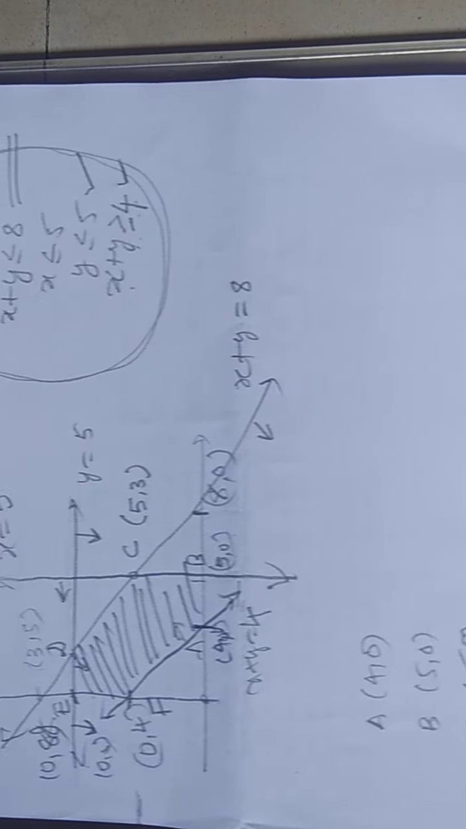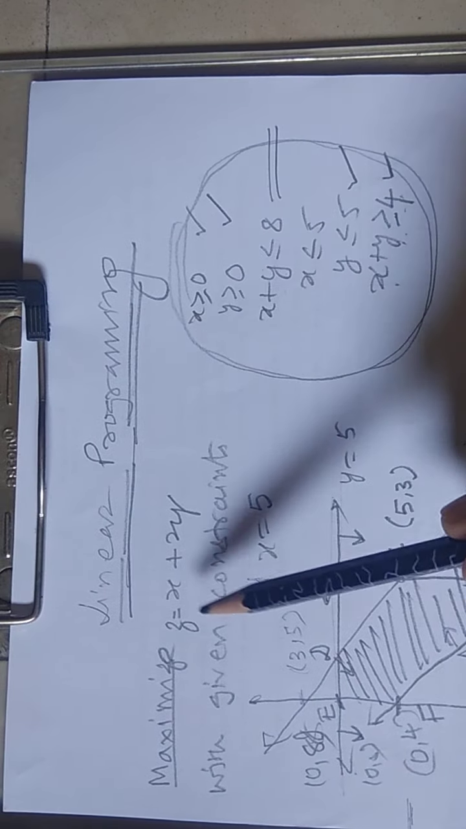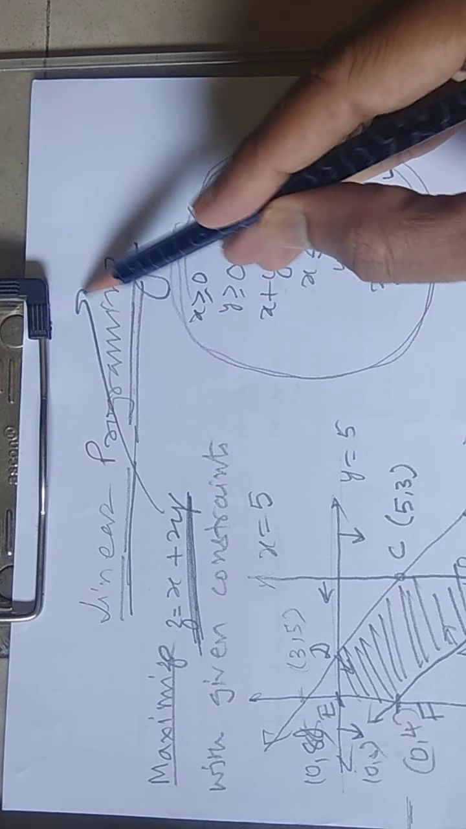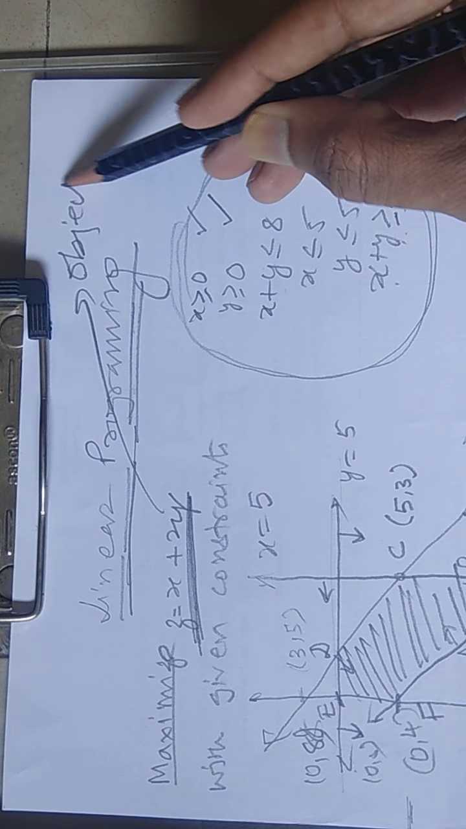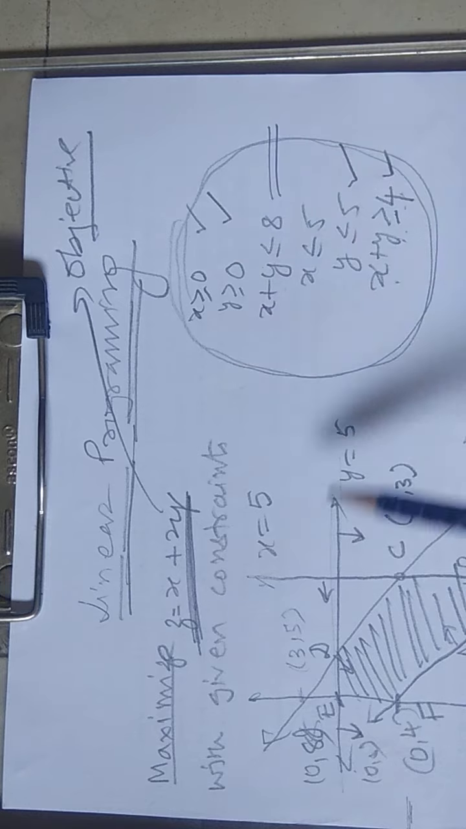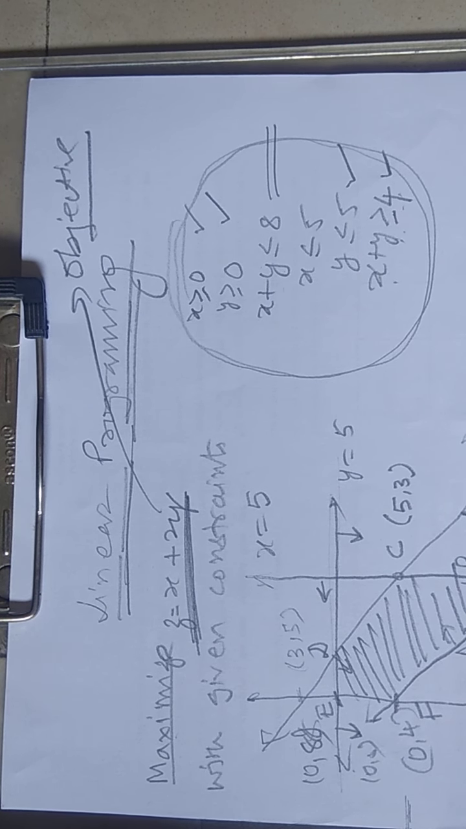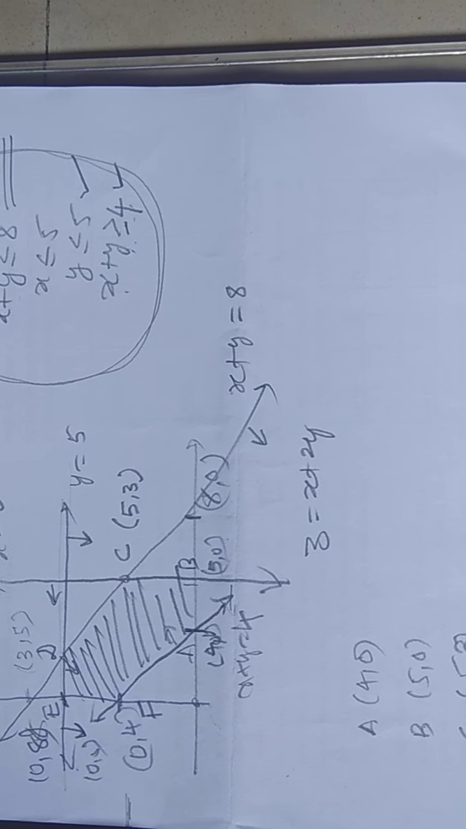Then next, something is given in the question. Look at the question. Z is equal to x plus 2y. This is called the objective function. This is your main objective. What objective is there? To maximize the thing. So I am writing Z is equal to x plus 2y.